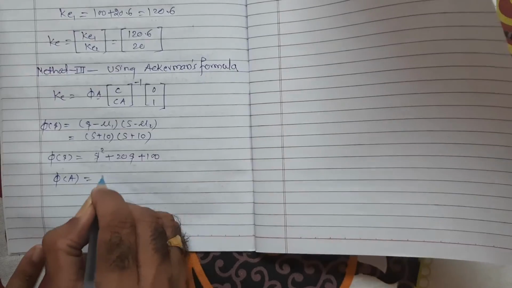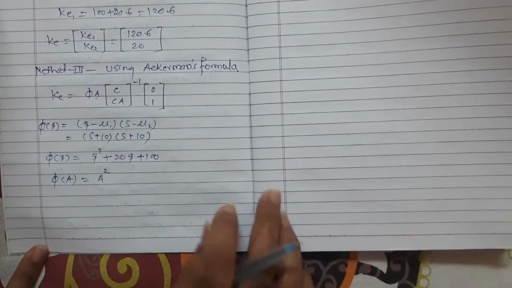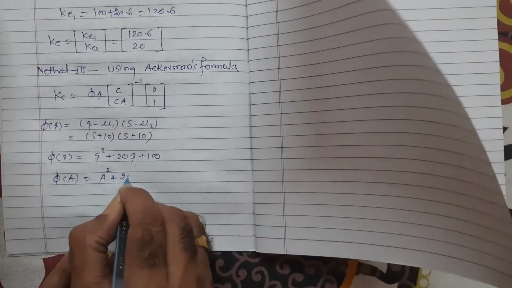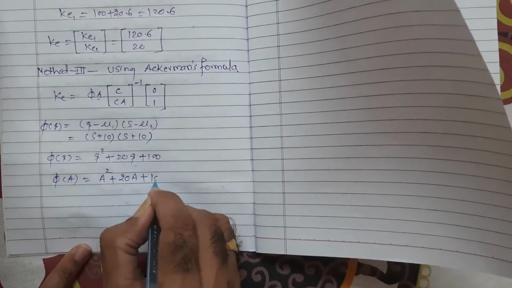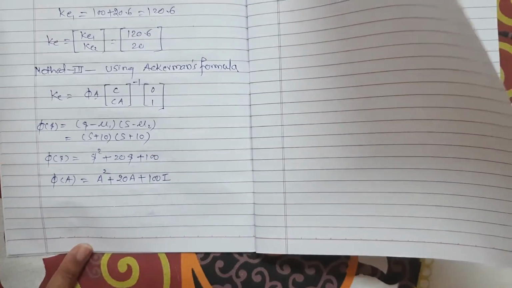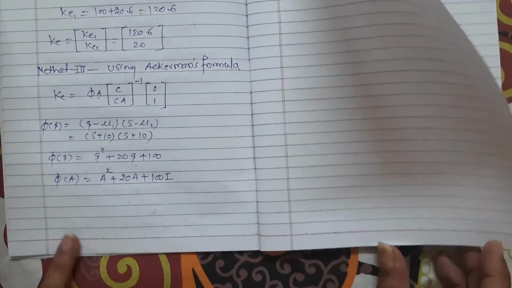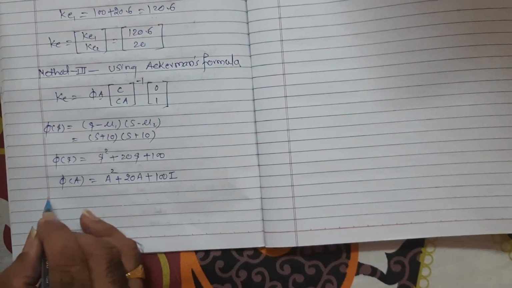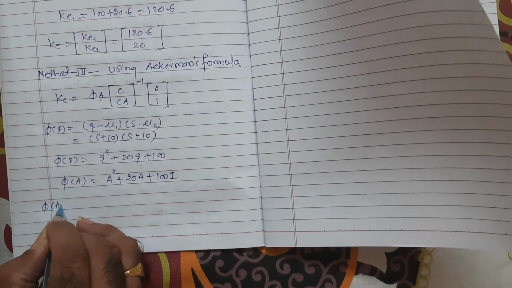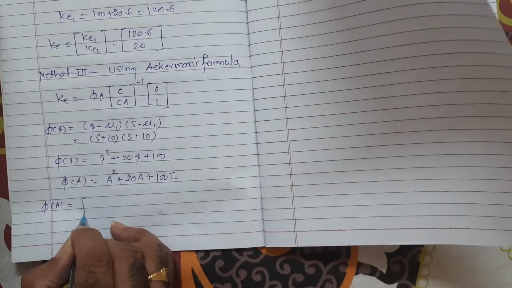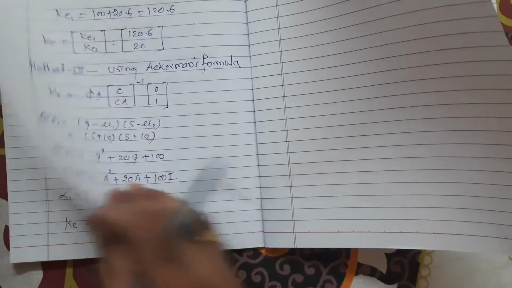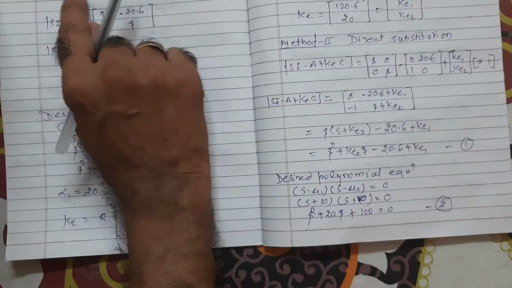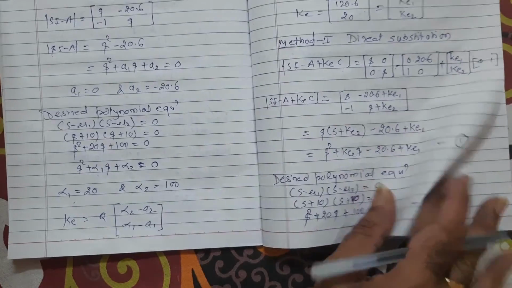Phi A equals A squared, replacing s by A, so this becomes A squared plus 20 A plus 100, which is a constant, so we will multiply it by I. Now we will put the value of A in the equation. So phi A becomes A squared, where A is [0, 20.6; 1, 0], plus 20 times A, plus 100 times the identity [1, 0; 0, 1].